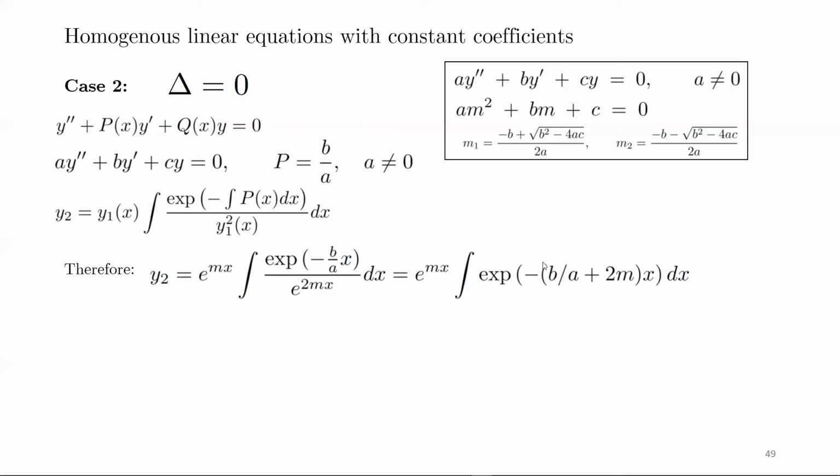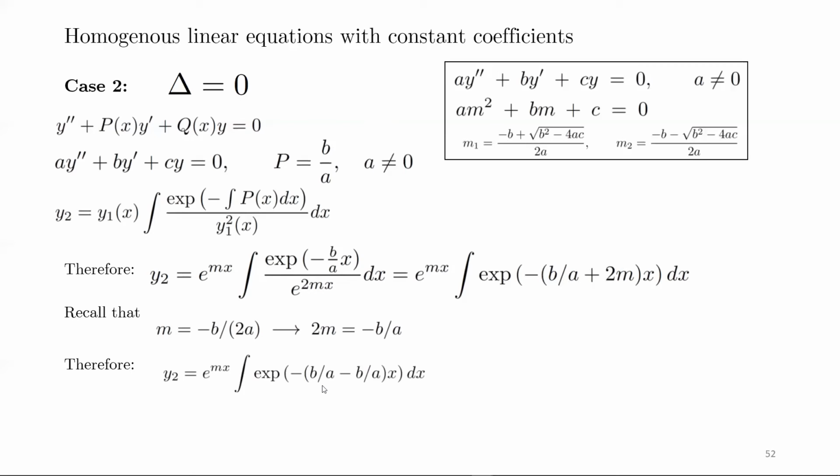Again, this integral is relatively straightforward, but we can simplify it even further when we remember what m is. In the case that the discriminant is equal to 0, we take the square root of 0, which is 0, so m is actually negative b over 2a. If I substitute, 2 times m gives simply negative b over a. In the exponential I then get negative b over a minus b over a, which is actually just 0.